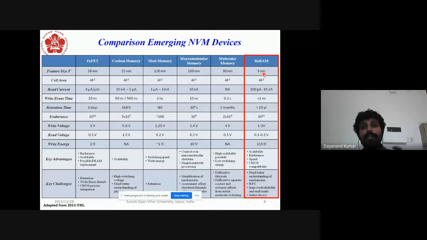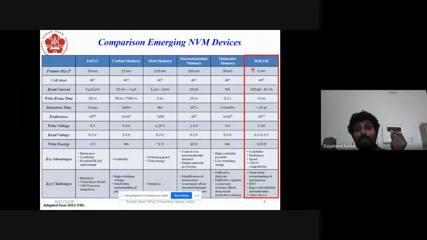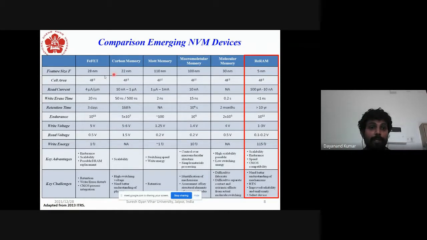But currently, industries are claiming, because this is the old data of 2013 from ITRS, currently companies are working on the 3 nanometer node also. So 3 nanometer is a very small size, because everyone wants a small device size. They want to make high density devices. They want to connect RRAM with the transistor for mass production. And the cell area is the same for everyone.